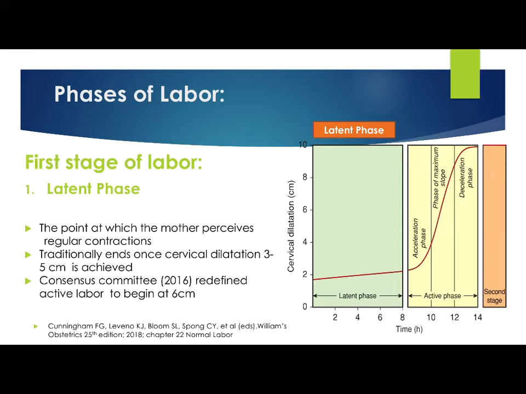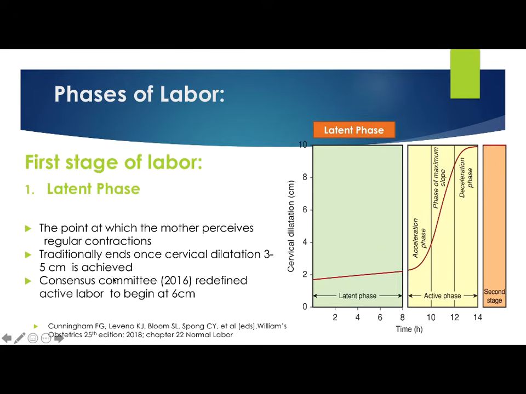So let's talk about the latent phase first. The onset of latent labor, as described by Friedman in 1972, is the point at which the mother perceives regular contractions. The latent phase for most women ends once cervical dilatation achieves 3 to 5 centimeters. This threshold may be clinically useful, for it defines dilatation limits beyond which active labor can be expected.